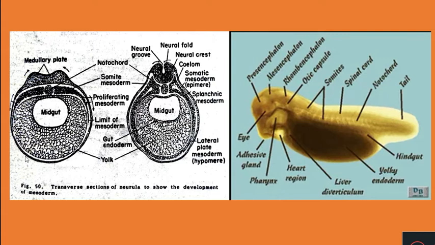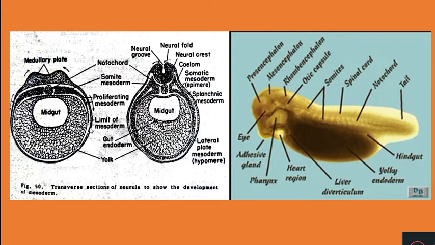So this mesoderm occupies the position between the endoderm and the ectoderm. You can see the mesoderm growing down. Here also you can see the mesoderm growing down, and it will gradually occupy the position between this endoderm and this ectoderm. So until they meet here.